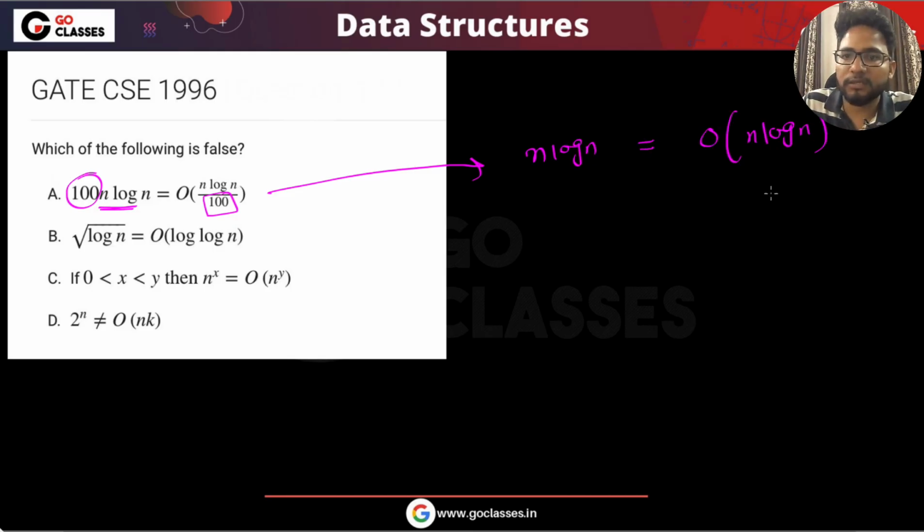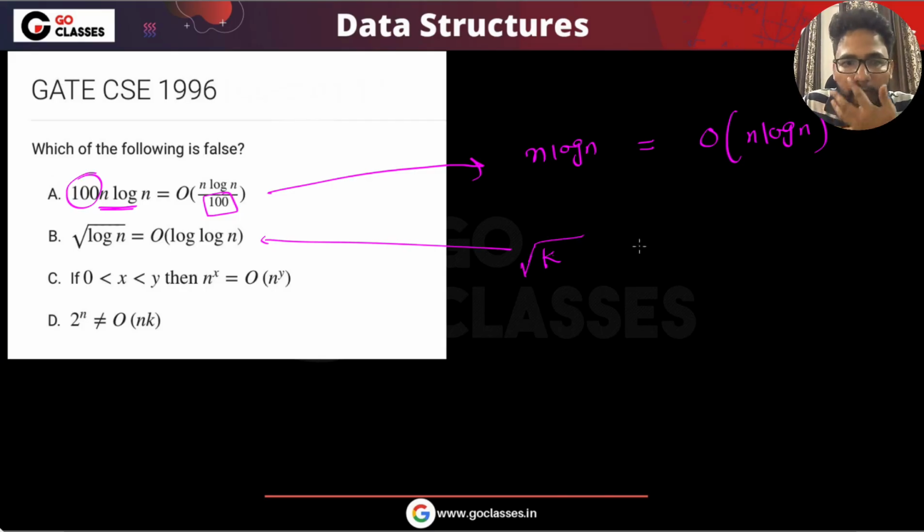I think that is exactly fine because it is in fact theta, right? If it is theta, then big O and big omega both are possible. So A is actually true. What about B? B is saying log n. See, both are using log n, so let me just put log n equal to k, right?